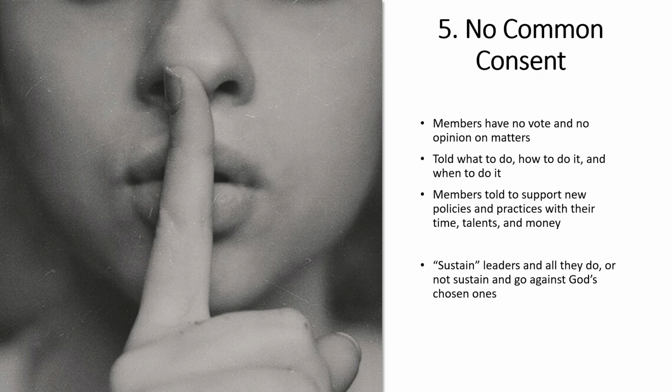Number 5, no common consent. In the LDS Church, we have no vote and no way to voice our opinion. We are told what to do, how to do it, and when to do it. In many ways, this simplifies things and can certainly be helpful. However, what if the group is wrong? What if the new policy or practice is actually bad and the old way was better? Are we even allowed to think that?